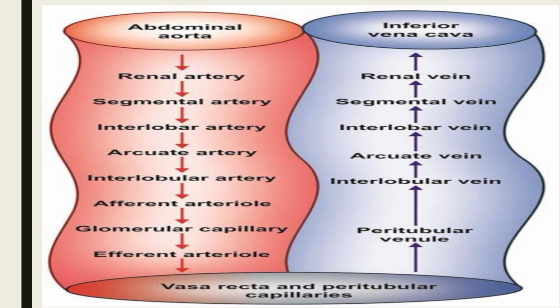This picture shows the vascular supply, arterial supply and venous supply, of the kidneys. Arterial supply shows how the abdominal aorta gave a branch in the form of the renal artery. The renal artery further gives segmental branches, then interlobar, then arcuate, then interlobular. Then they form afferent arterioles, then glomerular capillaries are formed, then efferent arterioles are formed, and they form vasa recta and peritubular capillaries. And then peritubular venules drain blood into the interlobular vein, then the arcuate vein, then into the interlobar vein, then into the segmental vein, then into the renal vein, and they finally drain into the inferior vena cava.